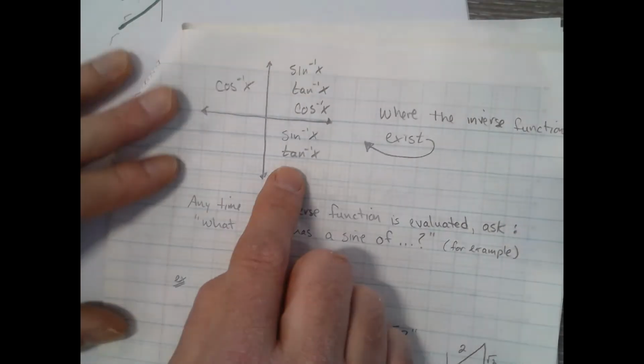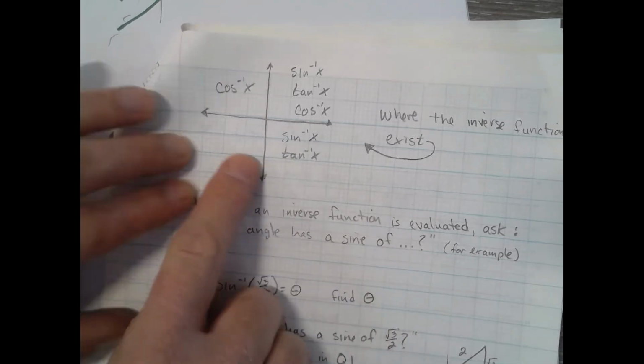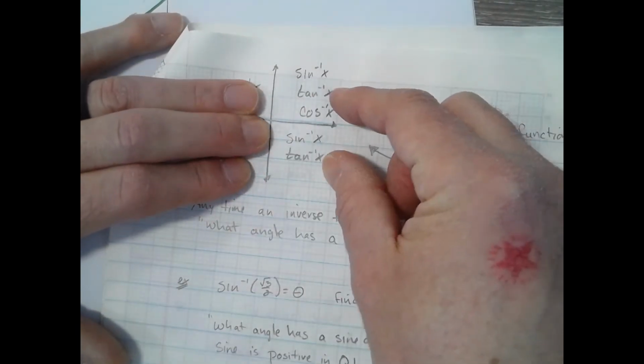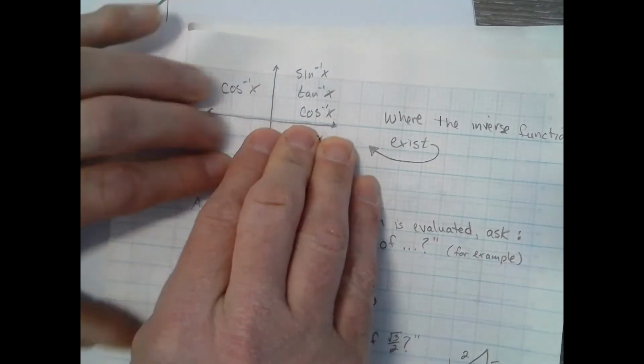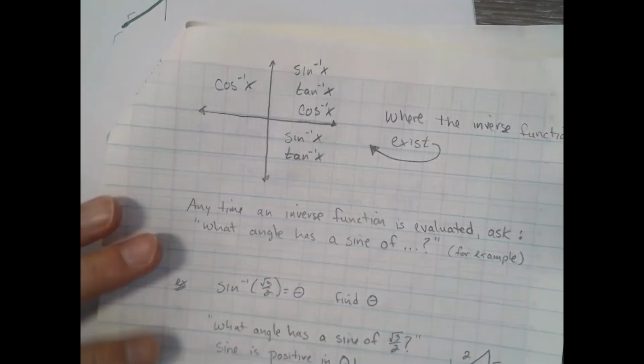All right, the most important thing about everything I said is this right here. What quadrants do they exist in? We said inverse sine only goes from negative pi over 2 to pi over 2. That's where you'll find inverse sine. Same is true for tangent. Cosine didn't work that way, so we went from 0 to pi. So inverse cosine goes from 0 to pi. Those are the only quadrants that these exist in.